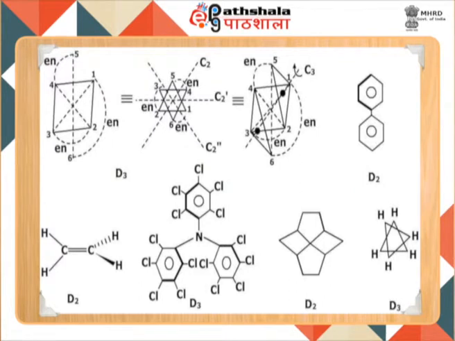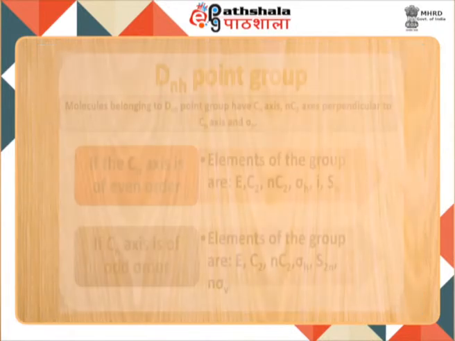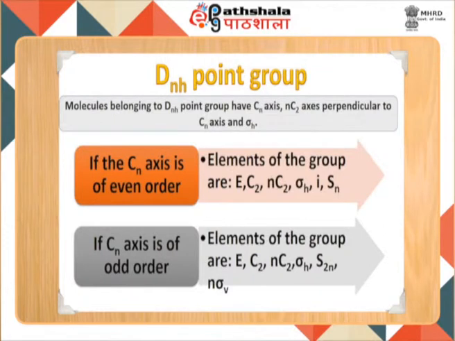Now, what happens if besides the Cn axis and nC2 axes we have some other symmetry elements? Let us take the Dnh point group. Molecules belonging to the Dnh point group must have a Cn axis, nC2 axes perpendicular to the Cn axis and sigma h. These symmetry elements generate all symmetry operations which belong to the Dnh group. Presence of these symmetry elements automatically requires the existence of n sigma v in the molecule.